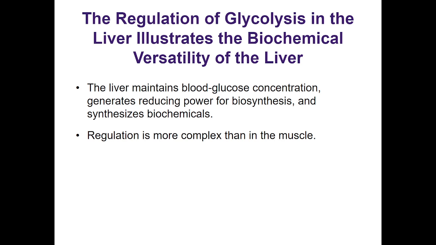Okay. Now, the regulation of glycolysis in your liver is going to illustrate the biochemical versatility of the liver. So your liver maintains your blood glucose concentration. This is going to generate reducing power for biosynthesis, and it's going to synthesize biochemicals. Regulation is actually more complex than in your muscle because it has to have a more fine-tuned approach because, again, it's basically your secondary glucose reservoir for your body, right?